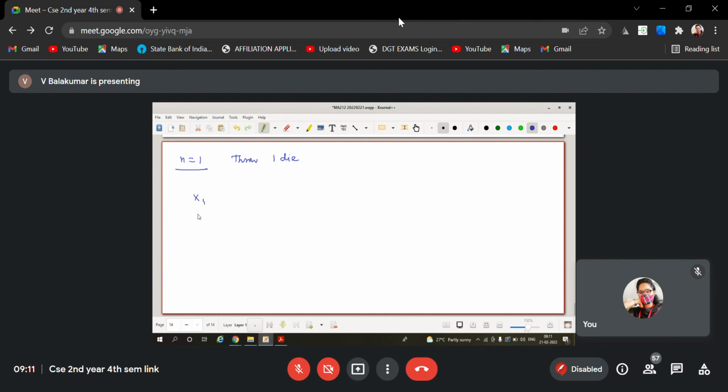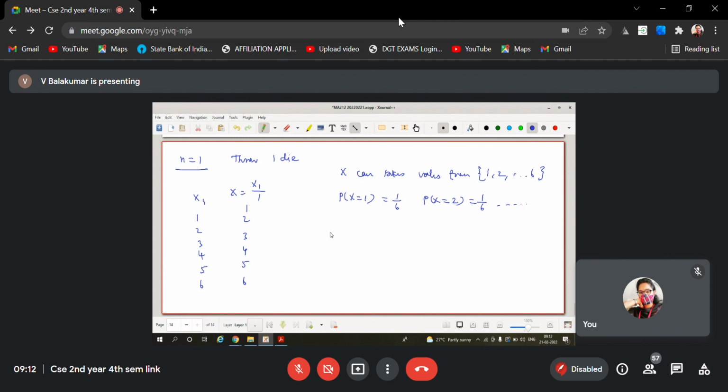This is your first die. These are the values. And your capital X is the first die divided by 1. Again, they are the values. So you will say capital X can take values from this set. What is the probability for X equal to 1? 1 upon 6. What is the probability for X equal to 2? 1 upon 6, and so on.